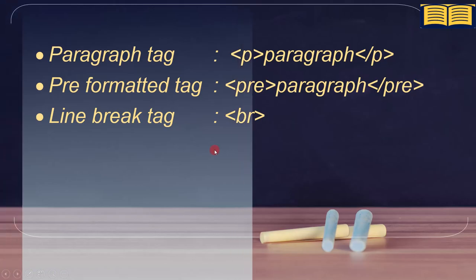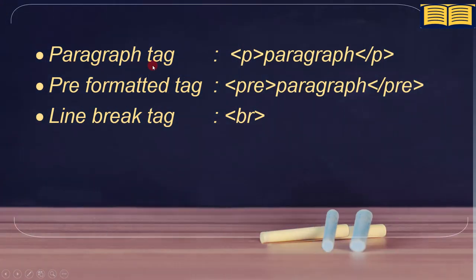Let's summarize the points. The paragraph tag is represented like this. The pre-formatted tag is represented like this. They both have a start and end tag and content is written between the tag. In the end, we covered a line break that had only a start tag.